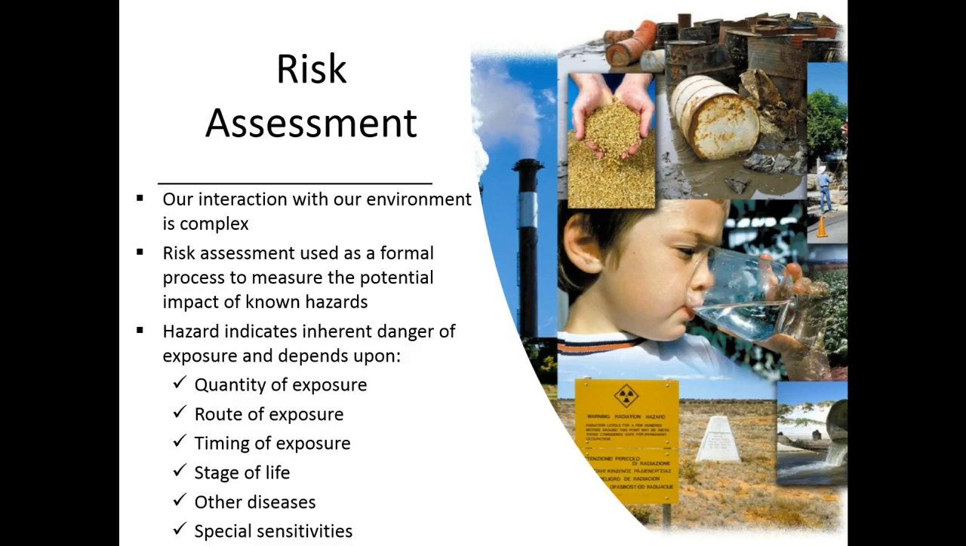Stages of life. The impact on the very young and the very old is likely to be different than the impact on people at other stages of life. We need to be especially concerned about exposures during pregnancy, early childhood, and the later years in life. Other diseases. The presence of other diseases will affect how the body is impacted by the environmental exposure. We need to be especially concerned about the environmental exposures for those with chronic lung disease and those with suppressed immune systems, such as those living with AIDS.